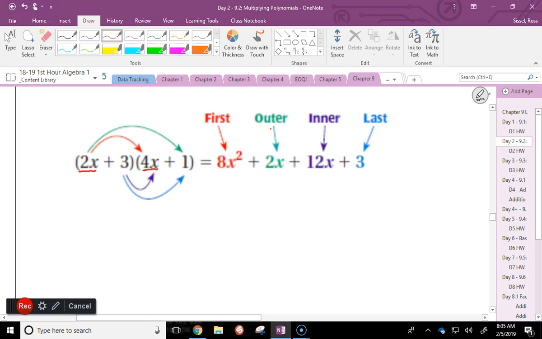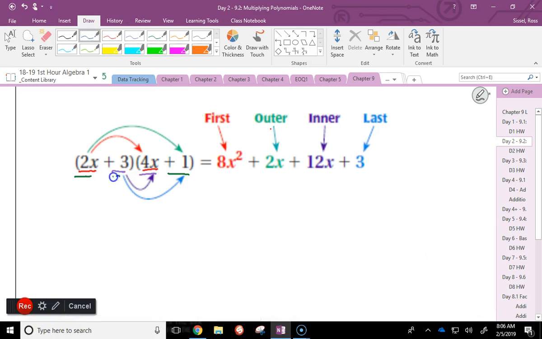2x times 4x gives me 8x squared. Green is my outer term, so the ones on the outside. Because if you look at it as a whole, 2x is on the far left, positive 1 is on the far right. So 2x times 1 is 2x. Then you do the inside: 3 times 4x. Those are in the middle. That's 12x.